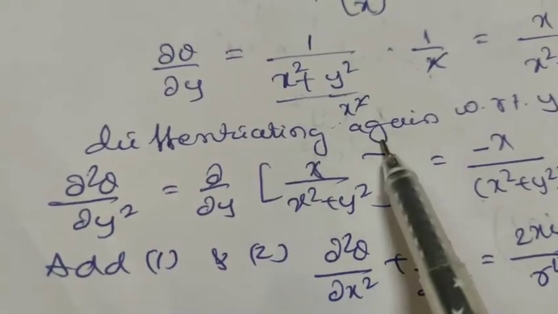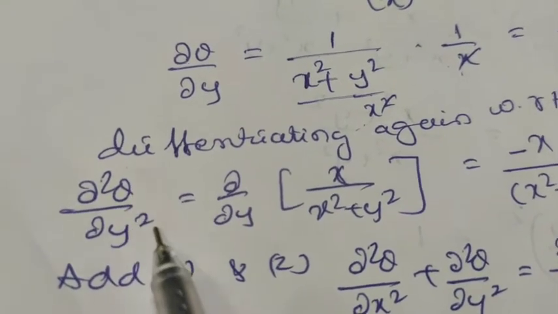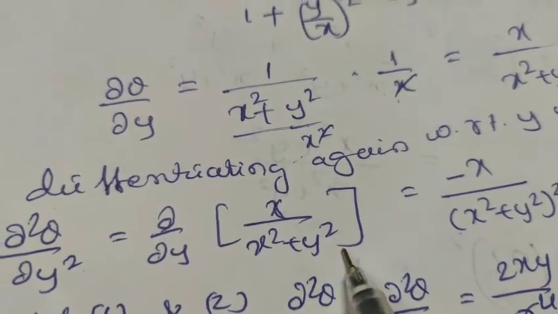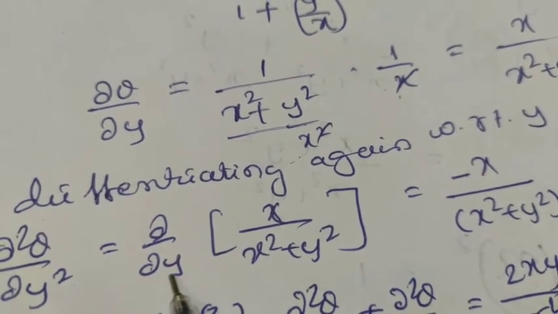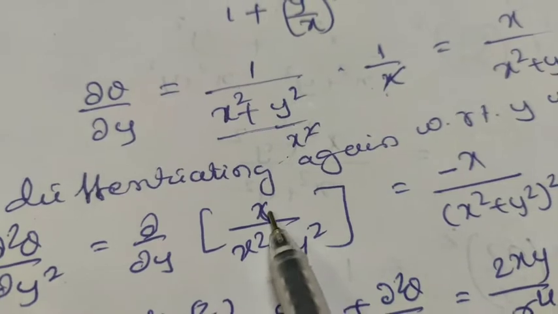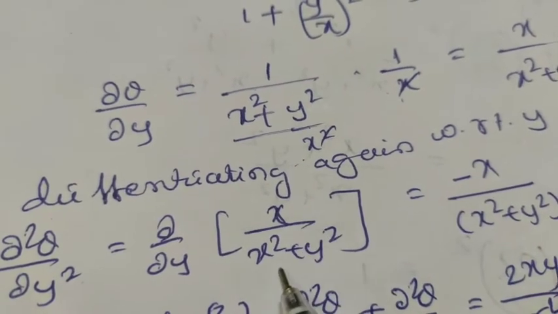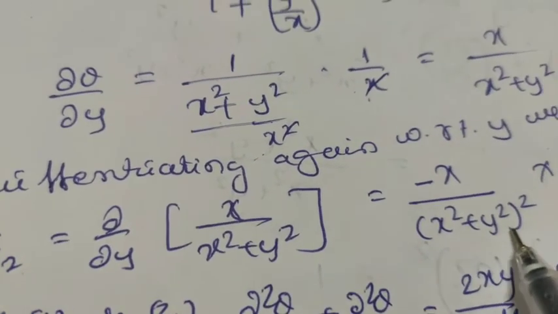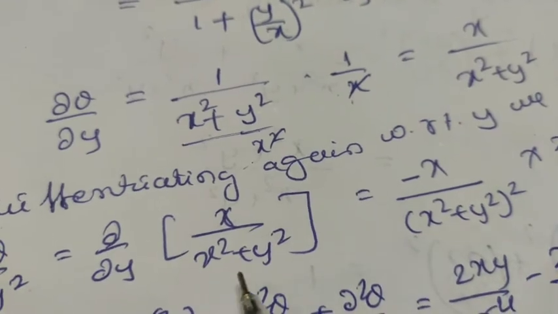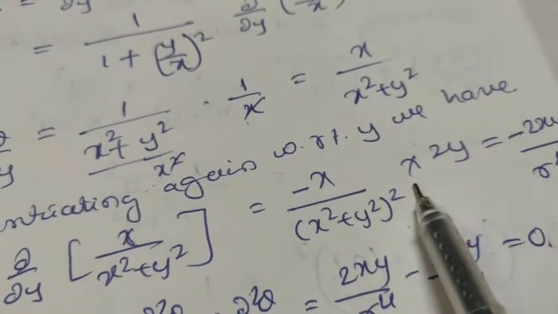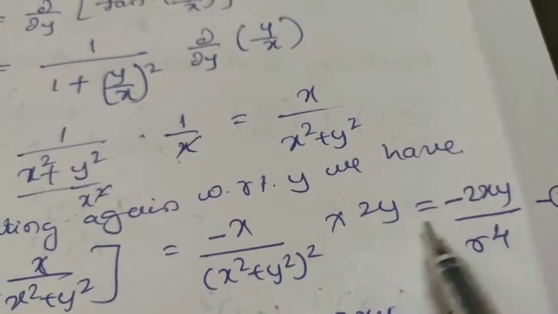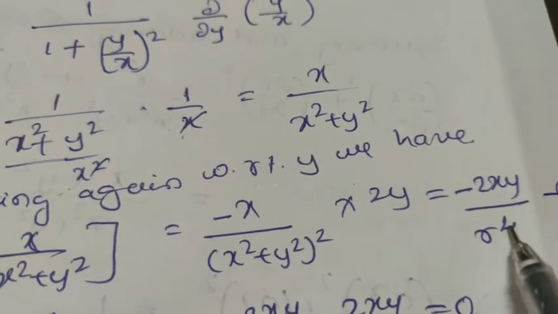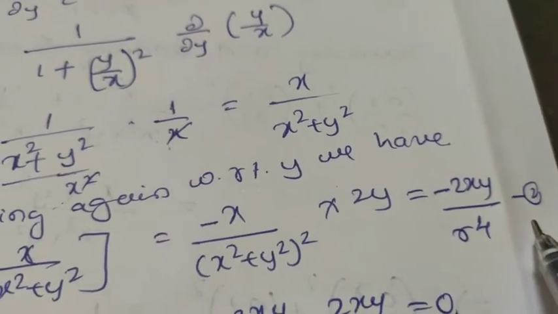Again, let us differentiate this partially with respect to y. ∂²θ/∂y² is equal to ∂/∂y of x divided by x square plus y square. Again here we are differentiating partially with respect to y, x is constant, so this x stays as it is. The derivative of 1 by y is minus 1 by y square; here in place of y we have x square plus y square, whole square, into the derivative of x square plus y square with respect to y, which is 2y. So it is equal to minus 2xy divided by, again, x square plus y square is r square, whole square, is r raised to 4. Take this one as equation number 2.